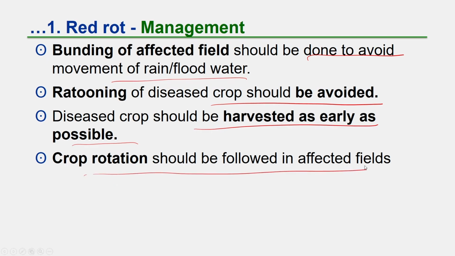Crop rotation should be followed in affected fields. This is the most important part of the management strategy, to adopt crop rotation. What we normally see is that farmers in the subtropical belt as well as the tropical belt of sugarcane are following monoculture farming of sugarcane. They may take a first crop, a second crop, and again in the same field go for sugarcane again and again. In this way a lot of inoculum gets accumulated in the soil. So the disease incidence may be quite high under a monoculture system.